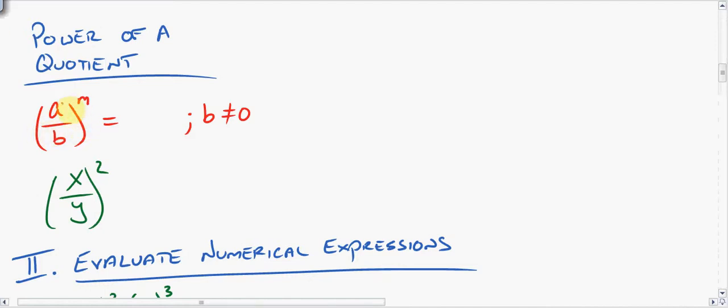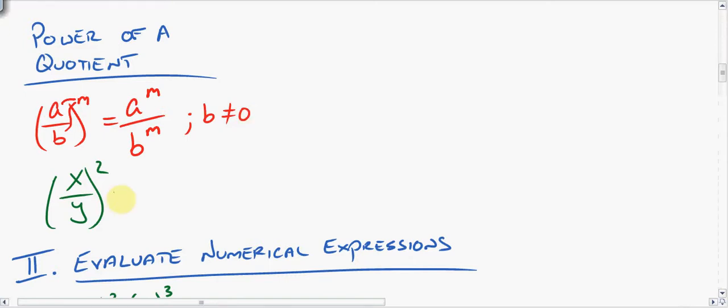But the same thing occurs as we did with power of a product. We have that m gets applied to both parts, gets applied to the a and to the b. So this becomes a to the mth power over b to the nth power. And the stipulation here is b can't be 0, because again, we don't want 0 in the denominator.